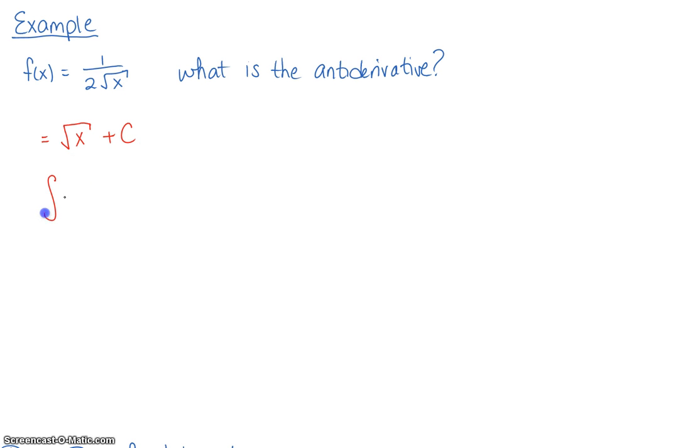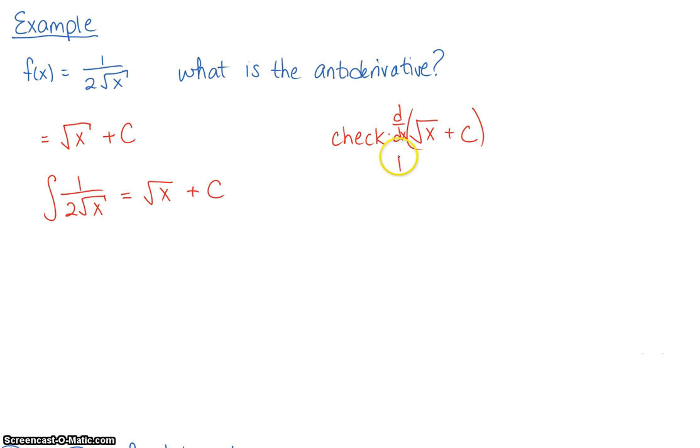So if we were to take the integral of 1 over 2 root x, we would write it as root x plus c. We can check to make sure it makes sense. If we take the derivative of this, we would have the derivative of the root x plus the derivative of c. Then we know that this one, using the power rule, becomes 1 over 2 root x, and this one here becomes 0. So yeah, that would work.